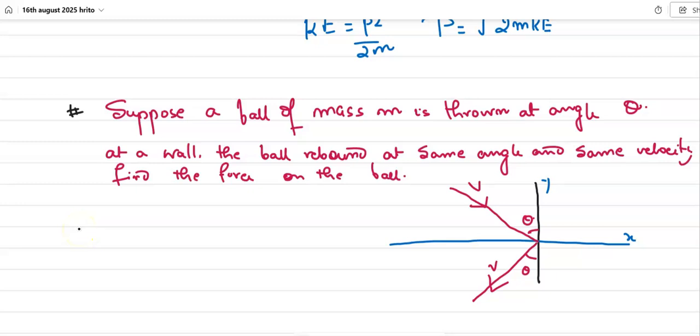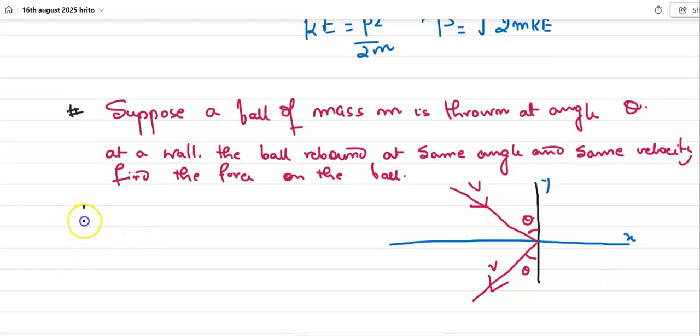তো এই ধরনের যে ইকুয়েশন, যেখানে এখানে বলা হচ্ছে যে a ball of mass m is thrown at an angle theta at a wall. Ball rebounds at some angle and same velocity. The force you have to calculate. How will you calculate the force?